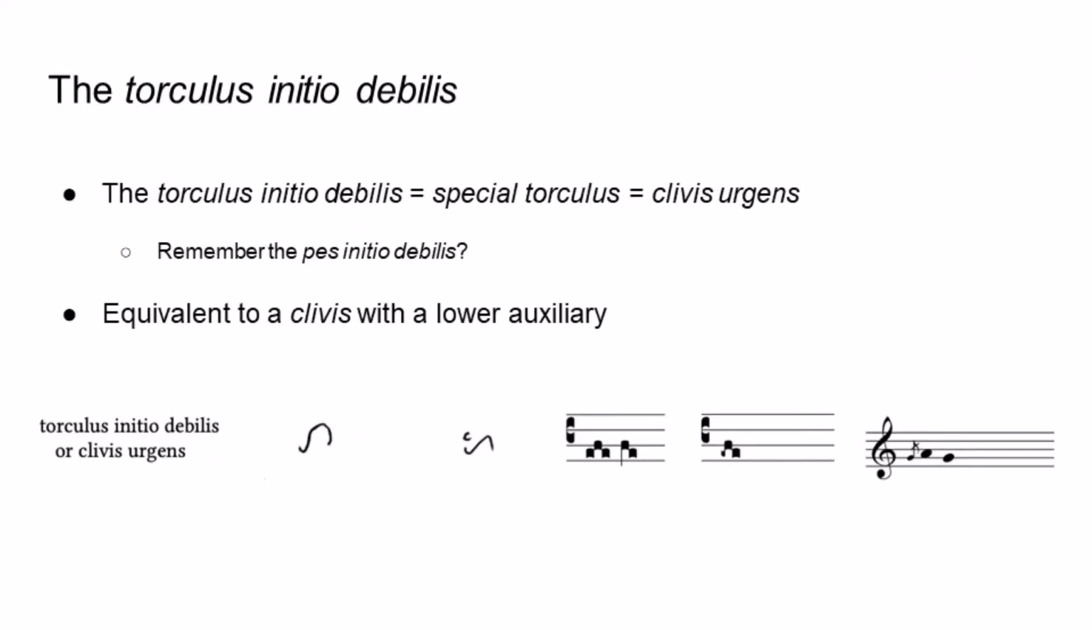Like the pes initio debilis, there is the torculus initio debilis, also called a special torculus, which is a clivis with a lower auxiliary. Kainzbauer has proposed the terminology clivis urgens. Metz actually has a special notation to indicate this figure, as do some of the other French manuscripts.